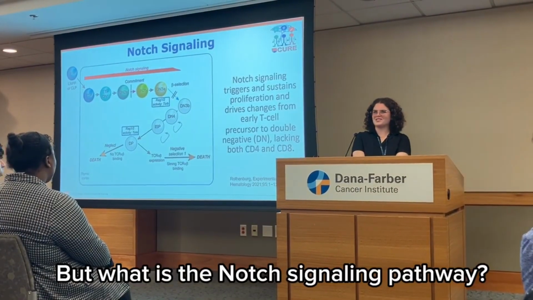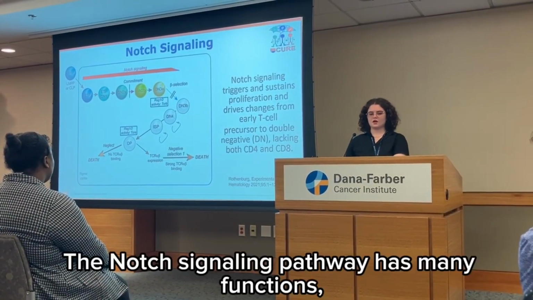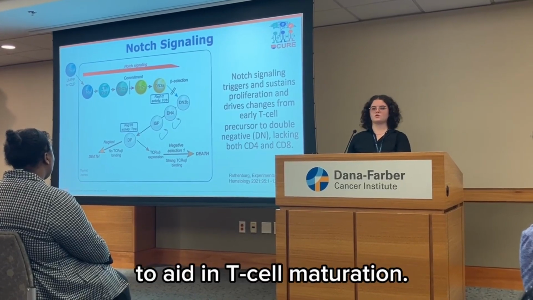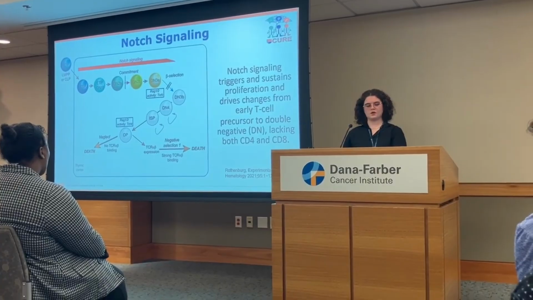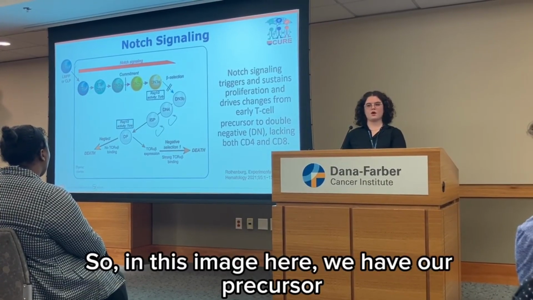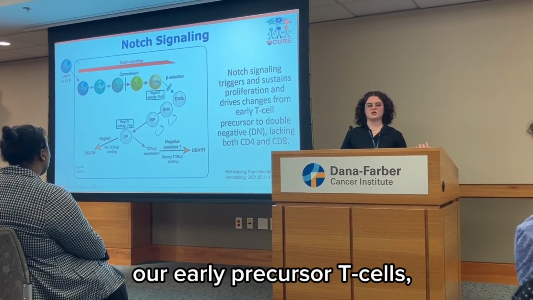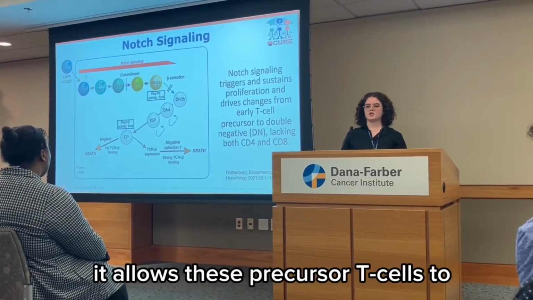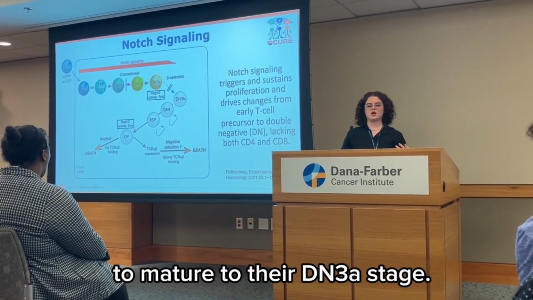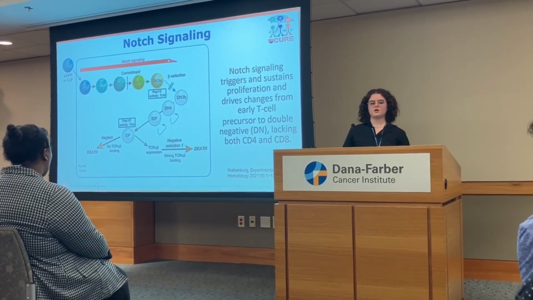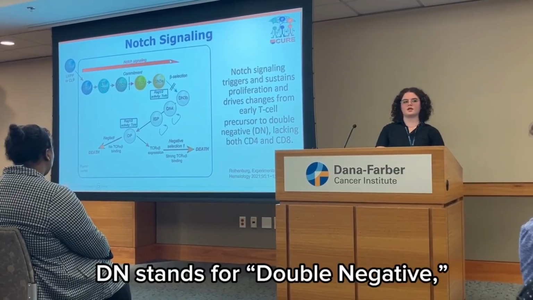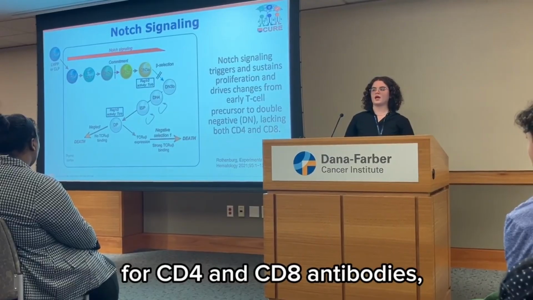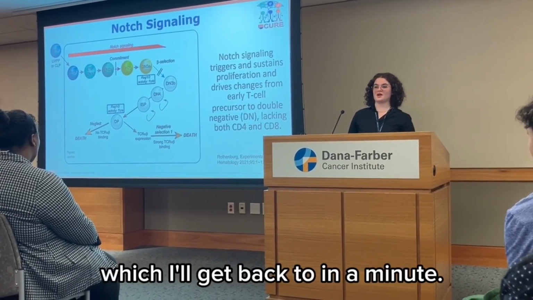But what is the Notch signaling pathway? The Notch signaling pathway has many functions, but we looked into its ability to aid in T-cell maturation. So in this image here, we have our early precursor T cells. And as Notch signaling comes into play, it allows these precursor T cells to mature to their DN3A stage. DN stands for double negative, and it's referring to T cells that are double negative for CD4 and CD8 antibodies, which I'll get back to in a minute.